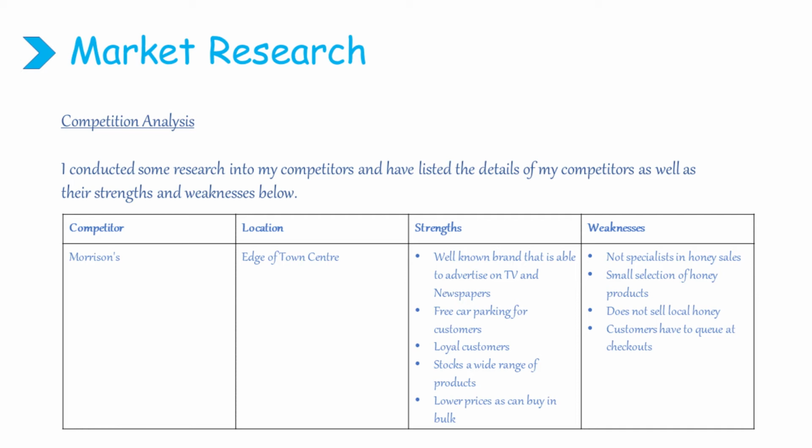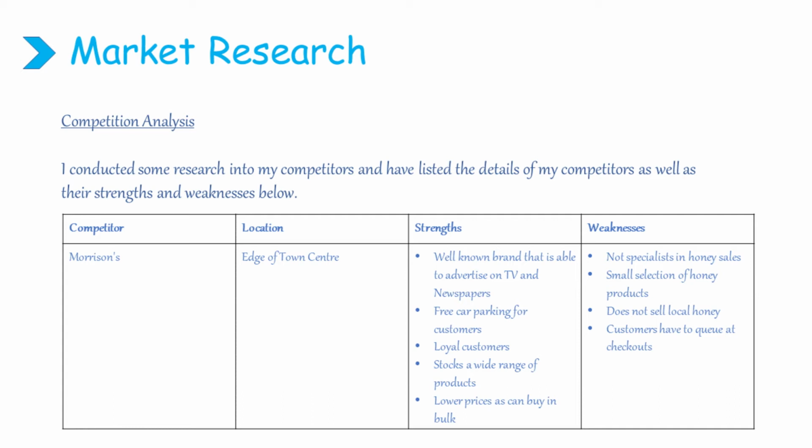So firstly, I've created a subsection called competition analysis. And I've made it clear to the reader that I've carried out some research of my competitors and I've looked at who they are and the strengths and weaknesses of each one. I've created a table, as you see below, and I've looked at the competitor's name, where they're located. So I've talked about where they are in relevance to my business idea. And then I've listed a load of bullet points for the strengths that business has got, and I've listed a load of bullet points for the weaknesses that business has got.